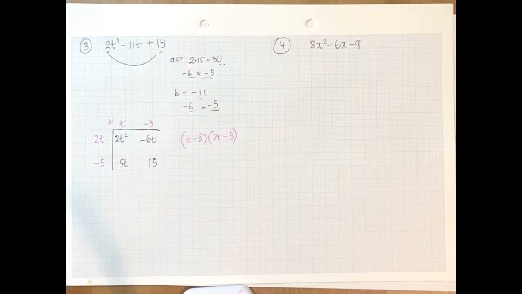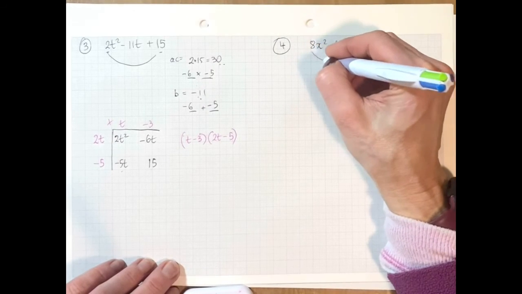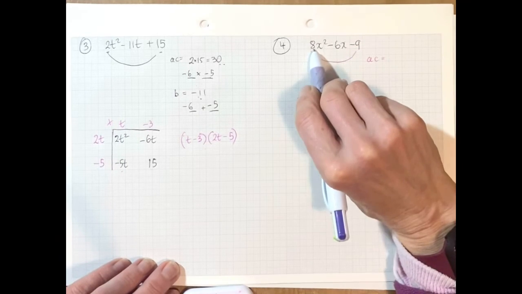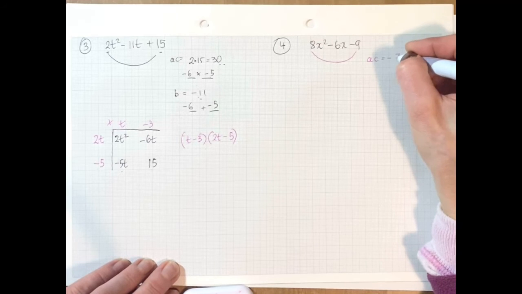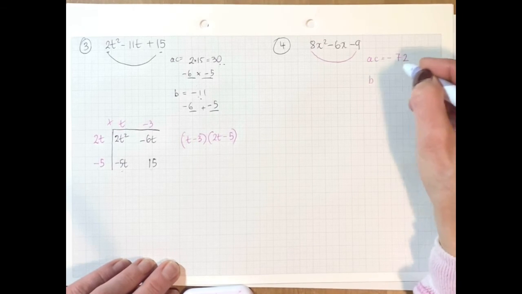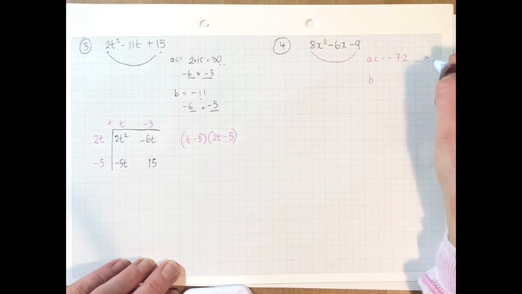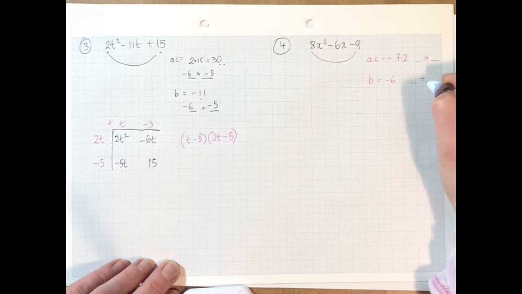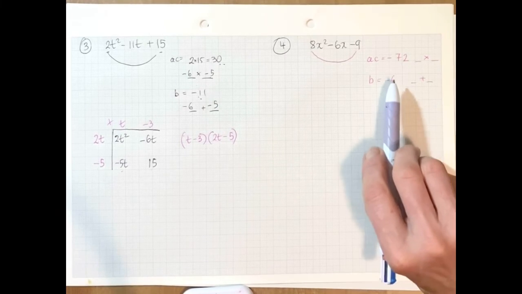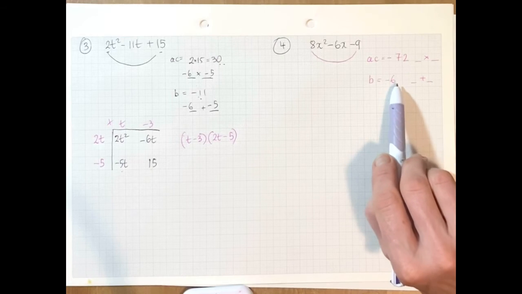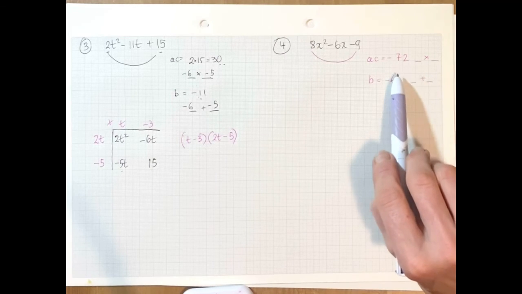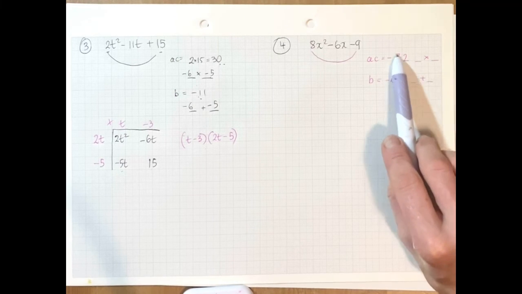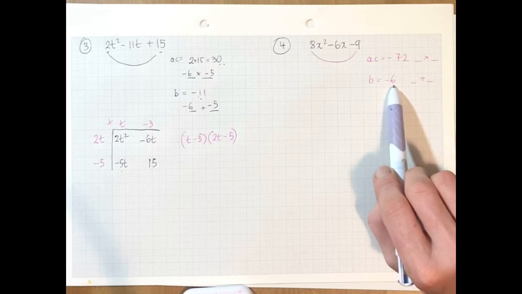So let's have a look at the next question. Multiply these two to get the value of AC. AC is 8 times minus 9, so minus 72. And then B, so we'll be looking for two numbers that multiply together to give me minus 72. B is minus 6. Those two numbers need to add to minus 6. So both of these are negative, so we know that we'll obtain it by considering two numbers, one positive, one negative. Right, just think about factors of 72 that are 6 apart.